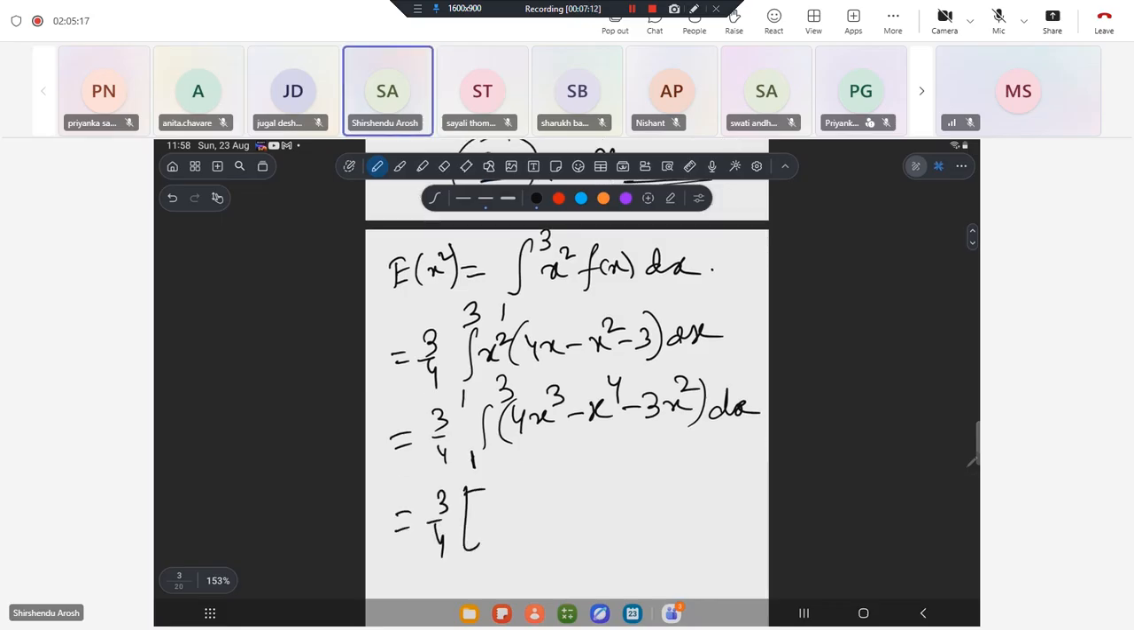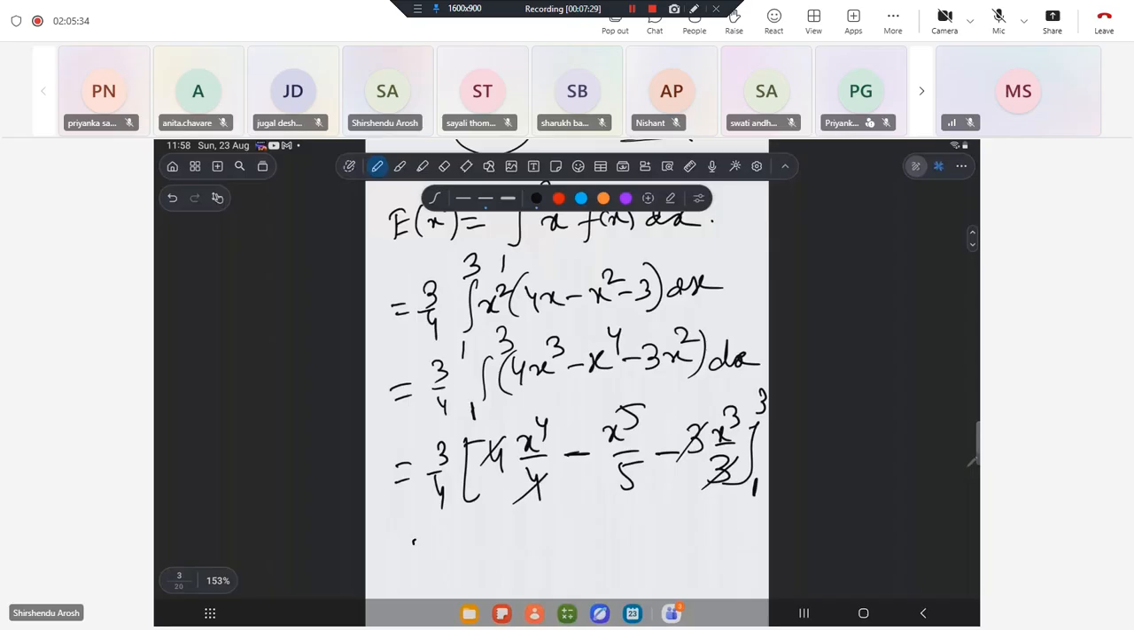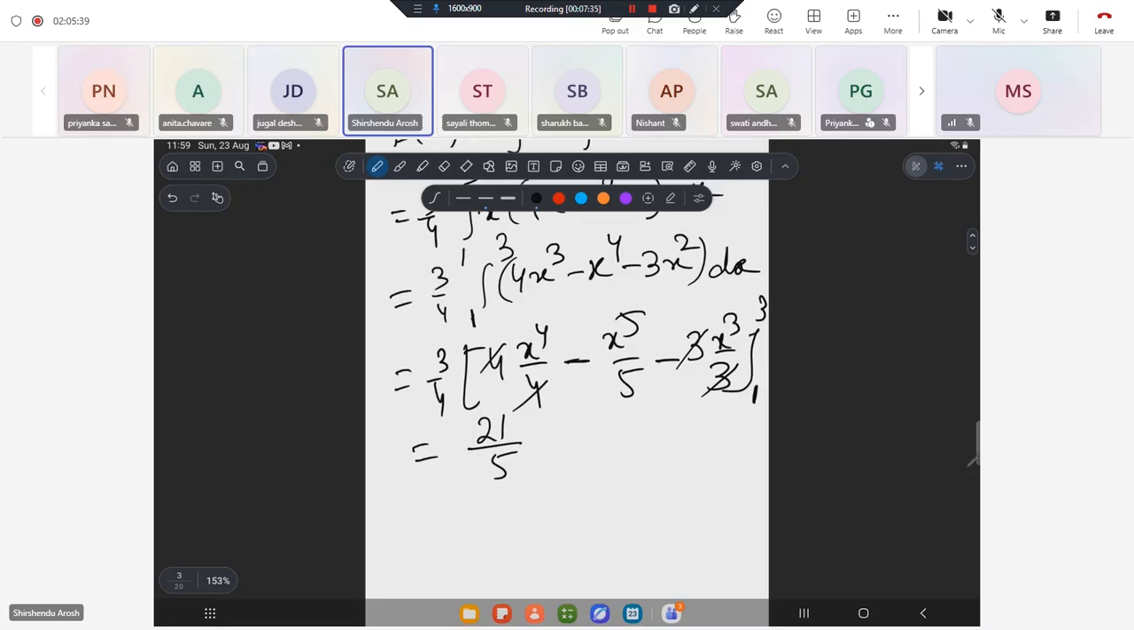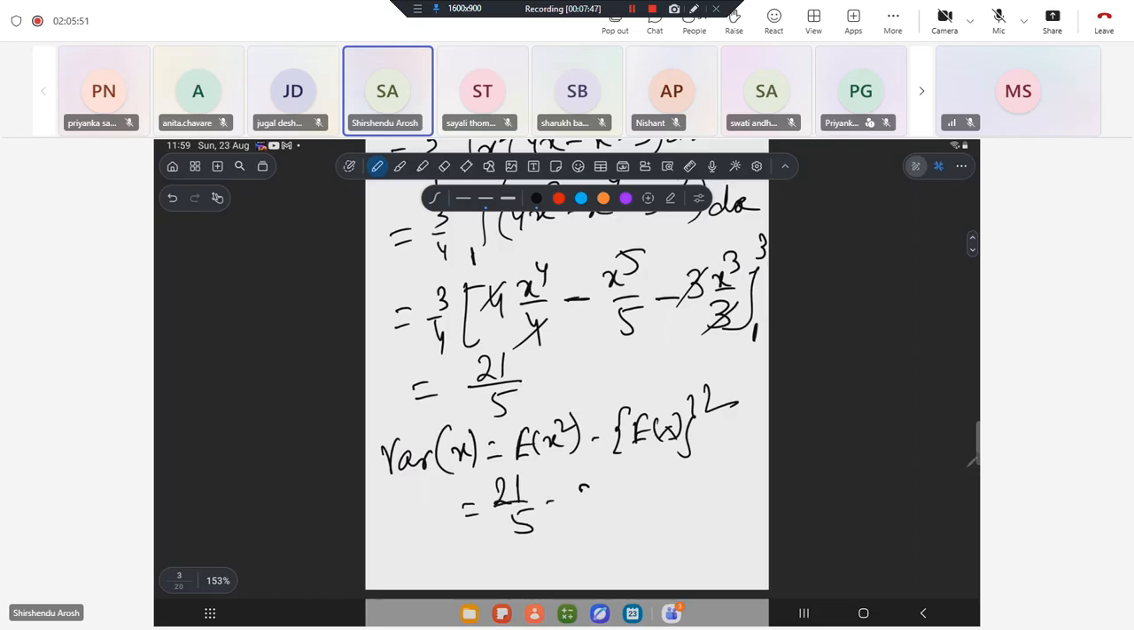So 3 by 4 integration would be 4x to the power 4 by 4 minus x to the power 5 by 5 minus 3x cubed by 3, again from 1 to 3. So we solve this again, it should become something like this. Now the variance of x would be E of x square minus E of x whole square. So 21 by 5 minus 2 whole square. So eventually it will be 1 by 5.